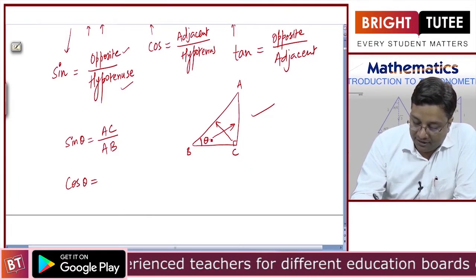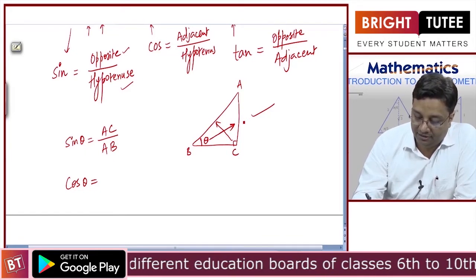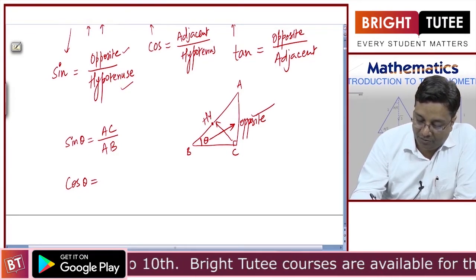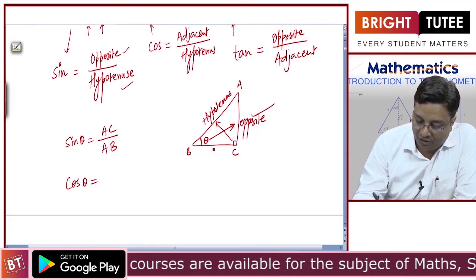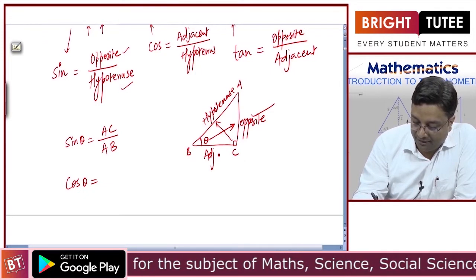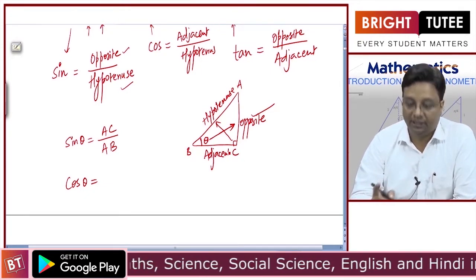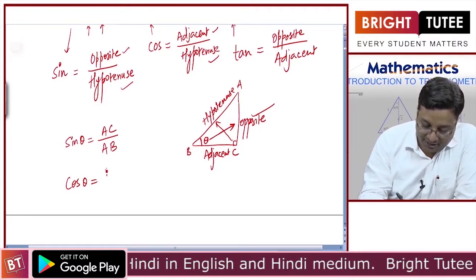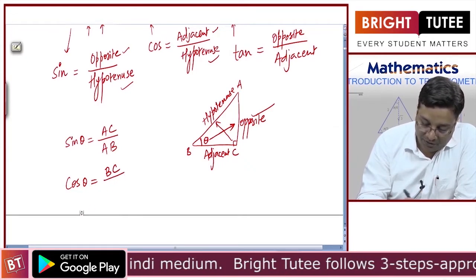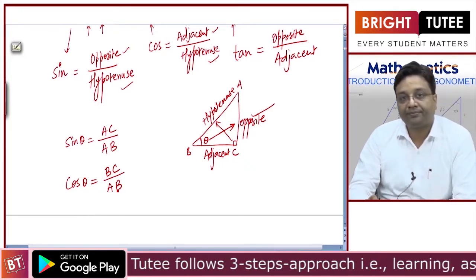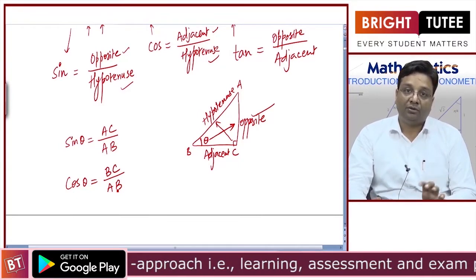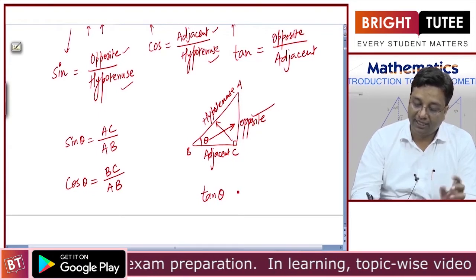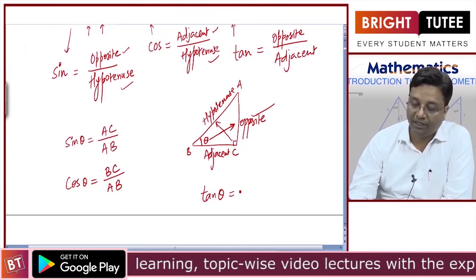And now you tell me, what is cos theta in this triangle? This is theta, this side is the opposite side, right? For theta, this side is the opposite side and this side is the hypotenuse. So what will be the adjacent side? This will be the adjacent side. So what is cos theta? Cos theta is adjacent side upon hypotenuse. So adjacent side is BC upon hypotenuse is again AB, right? So this is how these ratios work. Now let's talk about tan theta. What will be tan theta? You should be able to tell me now.